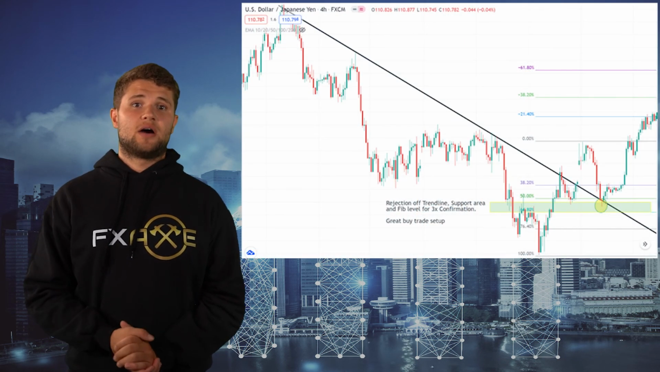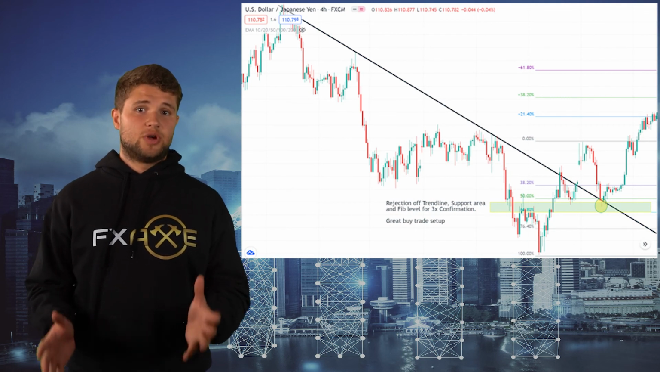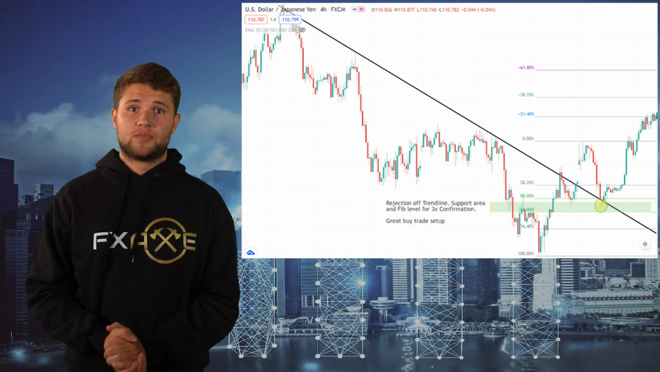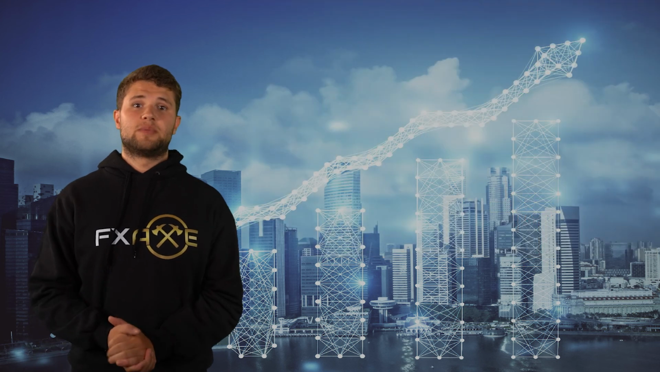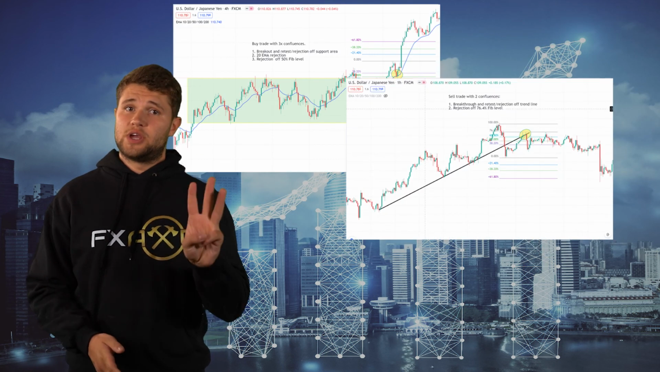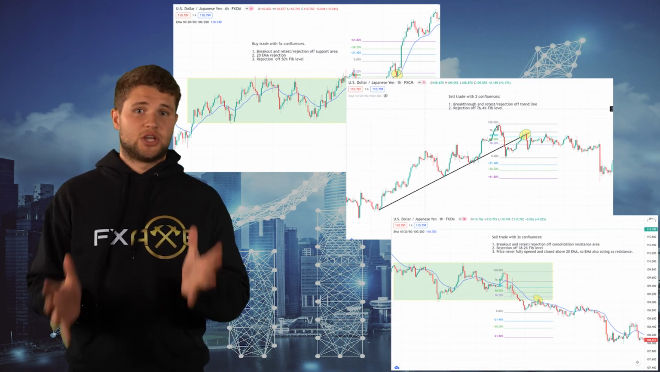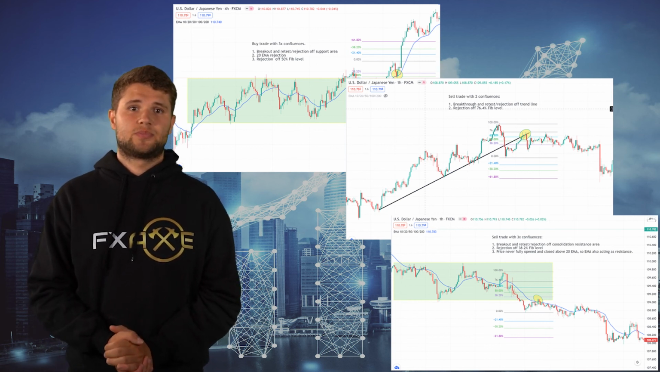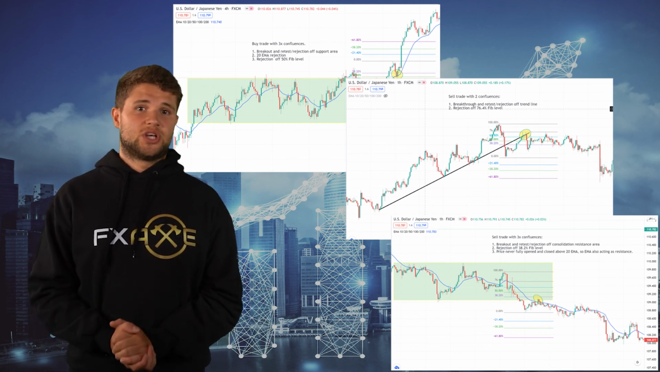Here, price broke out of our trend line, then came back to retest the trend line and reject off of it, whilst also rejecting off the fib level and a support area for 3 confluence factors, adding additional confirmations. Here are 3 more setups to look at.